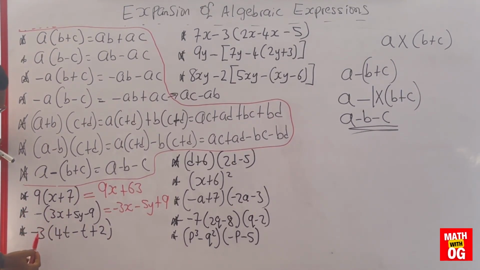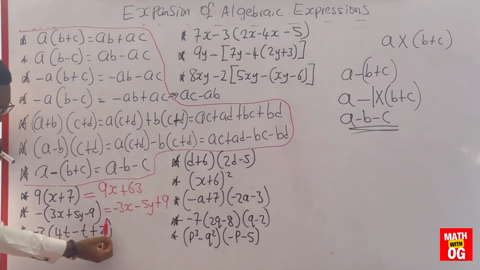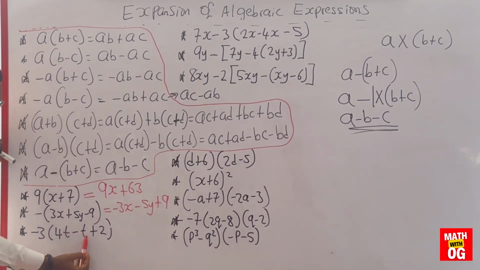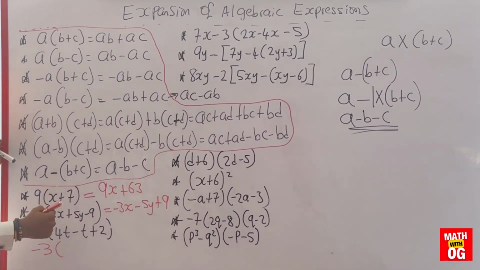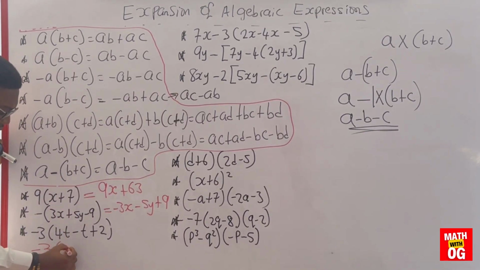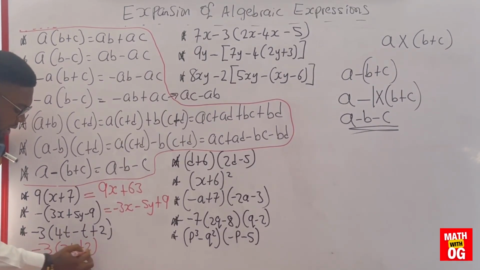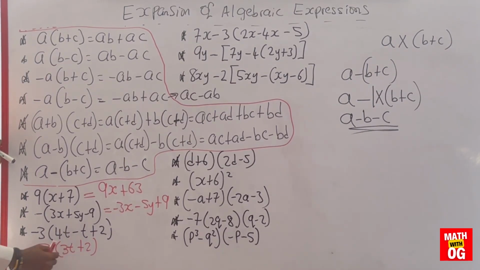Now in this case, I can choose to use negative 3 to open the bracket. But I know that what we have here are like terms. So I can also choose to solve what we have inside the bracket before opening the bracket. Whichever one you do will give you exactly the same answer. So I have a negative 3, open bracket, 4t minus t. We've done that in the previous video. This should give us a 3t because they are like terms, plus 2. Now you can't add 3t to 2 because they are unlike terms.